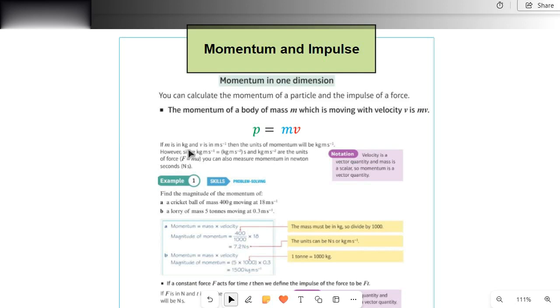If m is in kg and v is in meters per second, then the units of momentum will be kg meter per second. However, since kg meter per second is kg meter per second squared multiplied by s, and kg meter per second squared are the units of force, which is F equals ma, as we discussed previously, you can also measure momentum in Newton seconds.